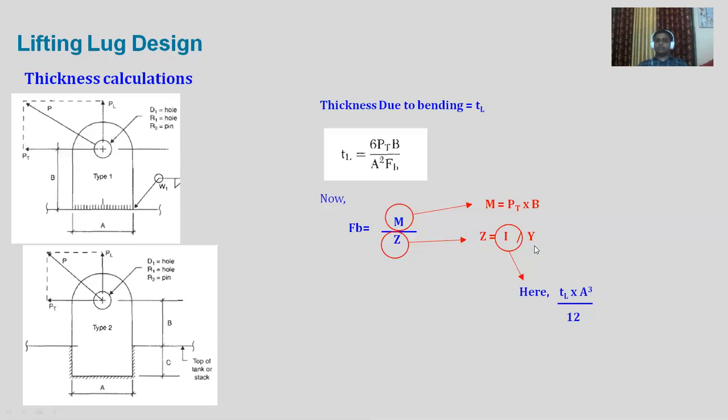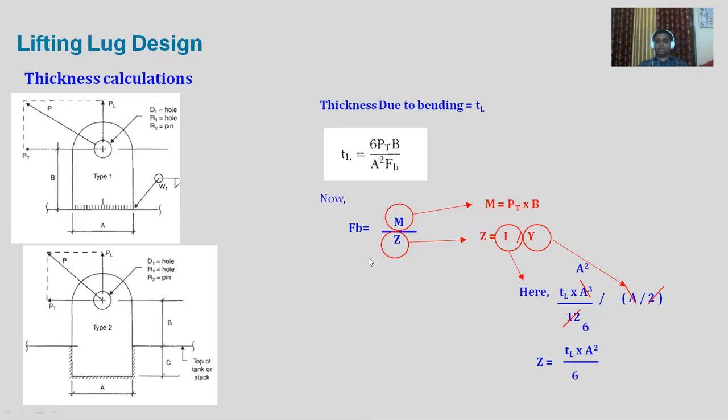And what is Y? Y is nothing but A by 2. Y is nothing but the extreme fiber distance from the neutral axis. This is the extreme fiber, and from the neutral axis, meaning from the center, what will be the distance? A by 2. So Y will be equal to A by 2. So after solving this equation, A will get cancelled. It becomes A square, and this 2 will divide into 12 and it becomes 6. Correct? So in this equation, the section modulus will look like TL A square upon 6.